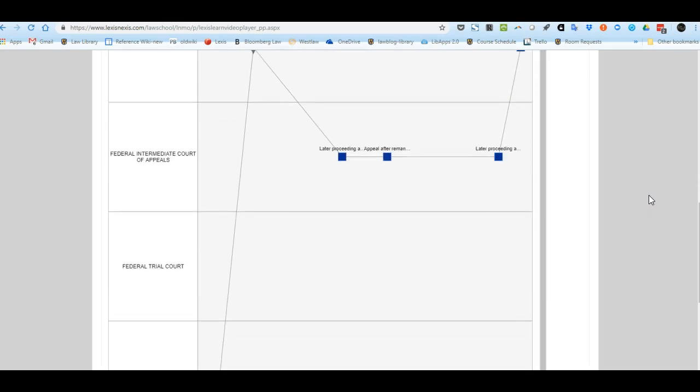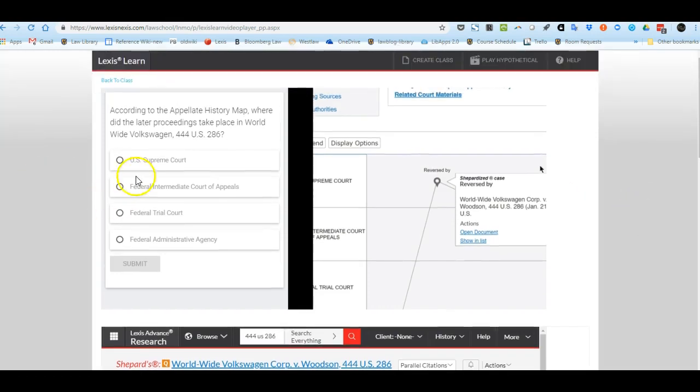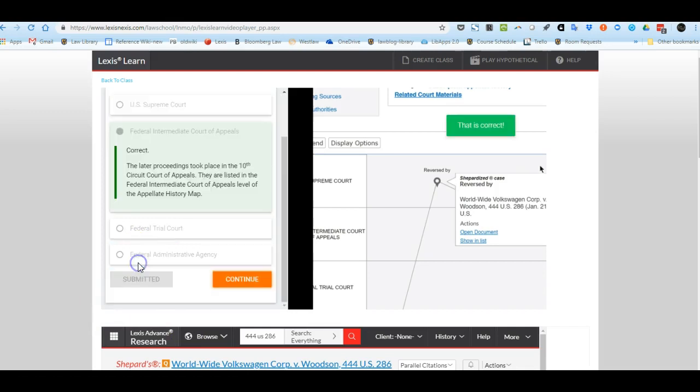So, what level court? Who votes for the Supreme Court? Okay, so we've got one group. How about federal intermediate courts? We've got 4 or 5 groups, 6 groups. Trial court? Administrative agency? Okay, so it looks like we have mostly the federal intermediate courts, and that's correct. And we'll take a look at why in a sec.